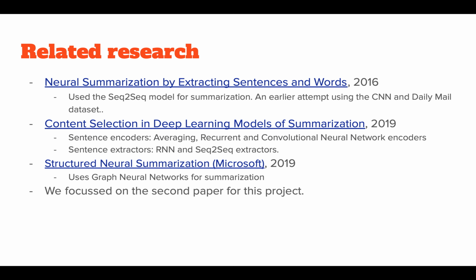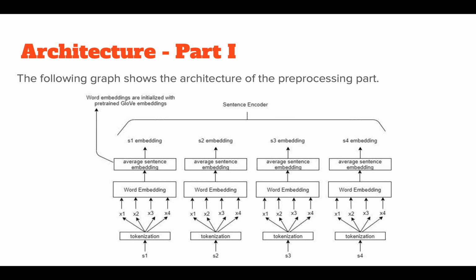Another paper that came out in February 2019 by Microsoft was structured neural summarization, which used graph neural networks for the summarization tasks. We are focusing on content selection in deep learning models of summarization for the purposes of this project. So this is the initial architecture of the model that we built.